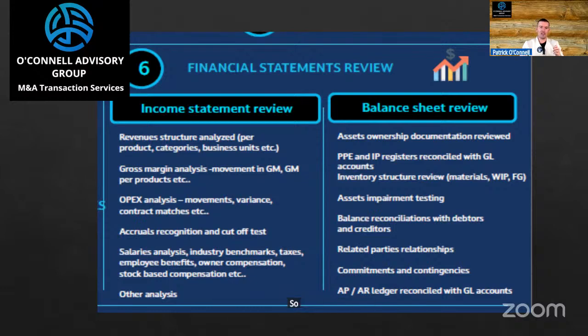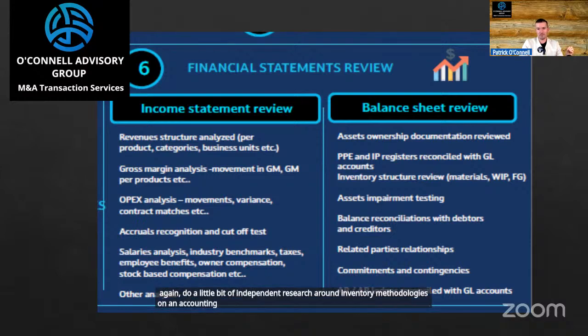Other things to think about when you're doing a balance sheet review is looking at related party relationships, understanding the inventory structure. How does the company record inventory? Is it a FIFO, first in, first out? Is it a LIFO, last in, first out? For those of you not very comfortable with accounting lingo, again, do a little bit of independent research around inventory methodologies on an accounting basis.